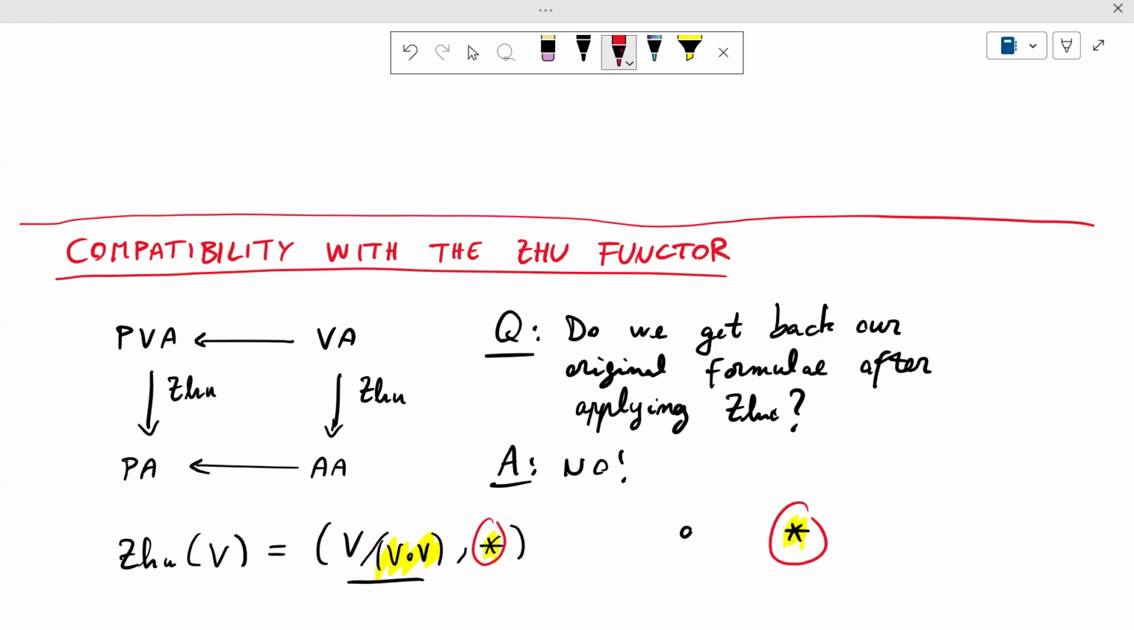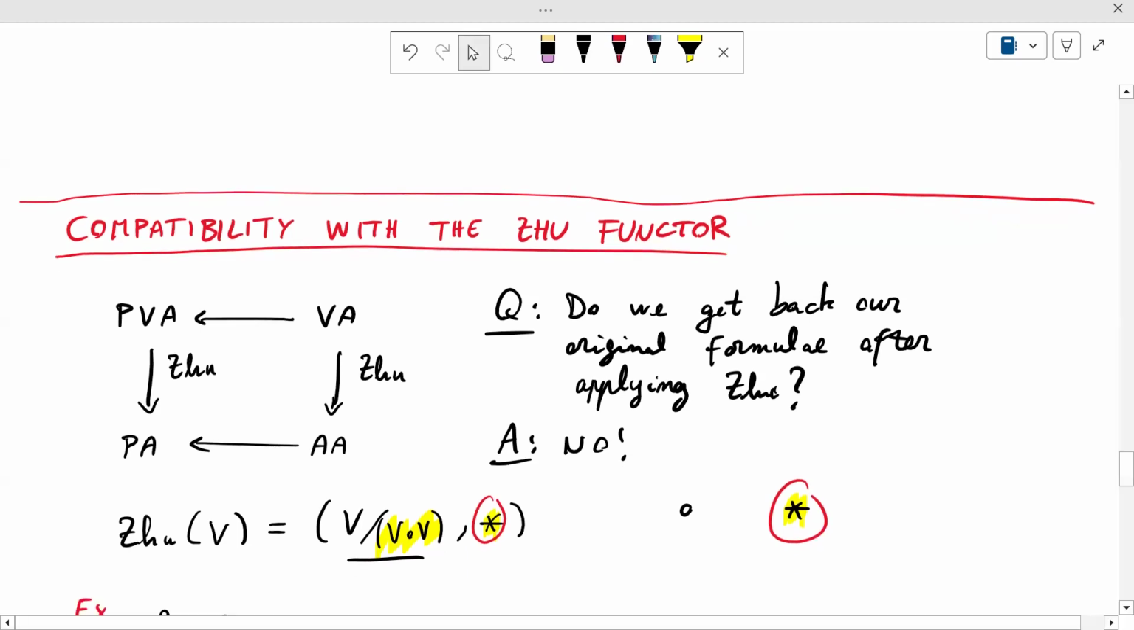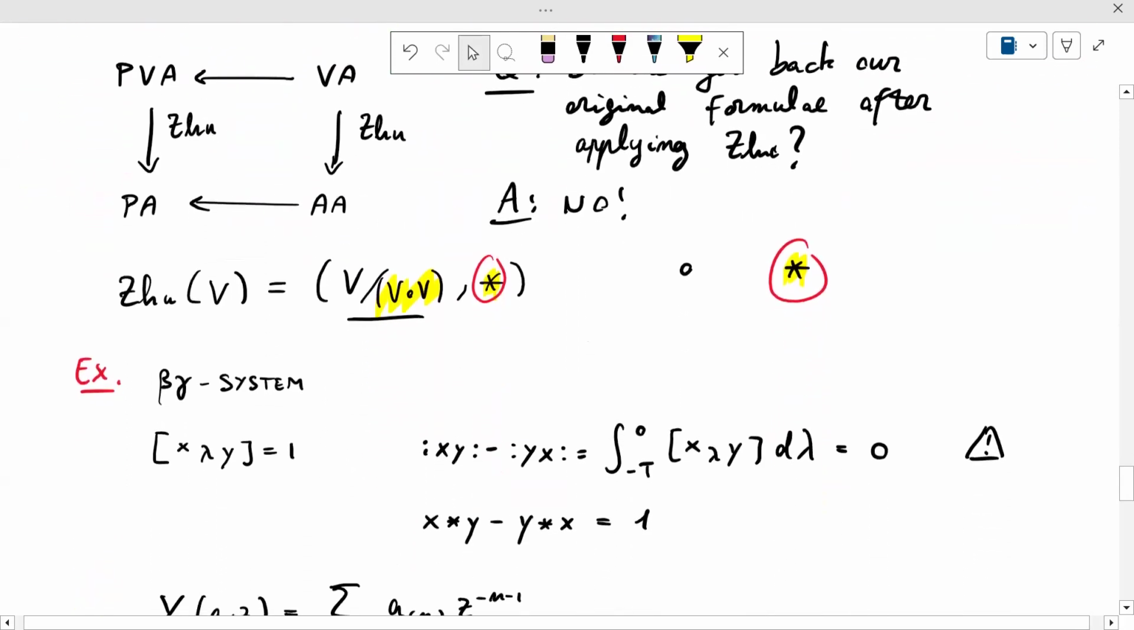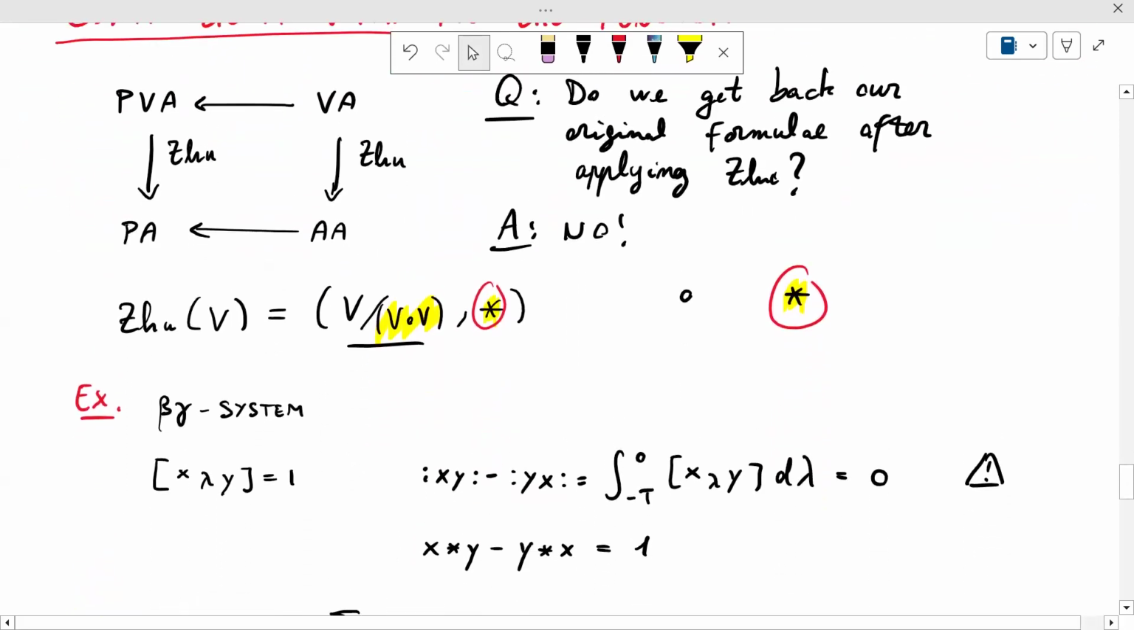So since all our constructions were done starting from the normally ordered product, pulling back the normally ordered product, this thing won't go down. It's not defined in the quotient. We can see this in an example. For example, in a beta gamma system, the commutator between x and y with respect to the normally ordered product, if you use the formula as we said before, this Lie algebra here is abelian, so this thing is 0. Again, for the same reason, this is a scalar.